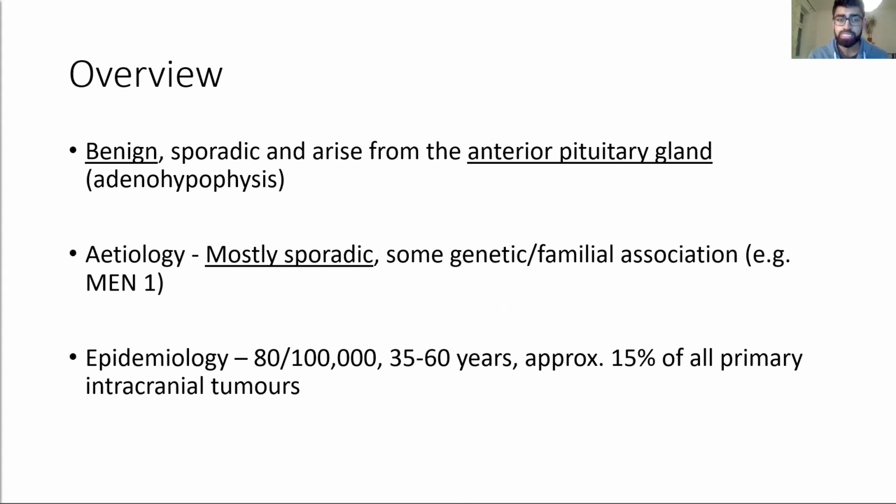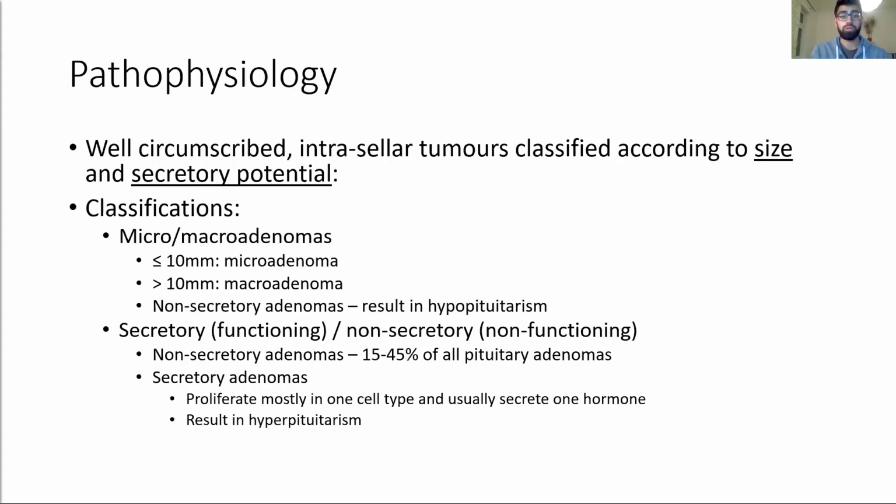Epidemiology. In terms of rarity, it's not incredibly rare, but it affects typically 80 in every 100,000 individuals, and this statistic is from developed countries, typically affecting the middle-aged population, males and females equally. Pituitary adenomas make up about 15% of all primary intracranial tumors.